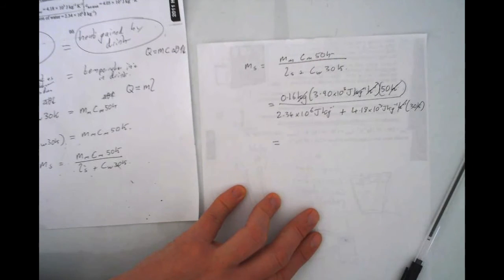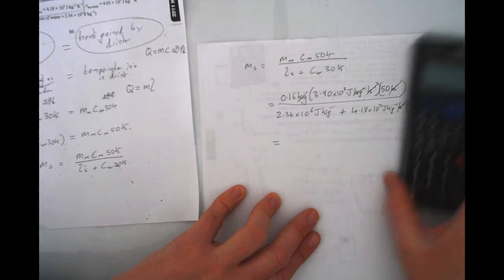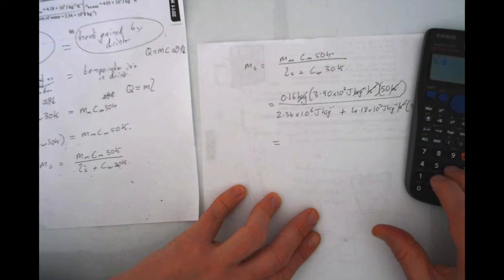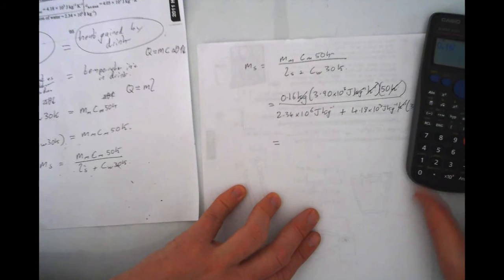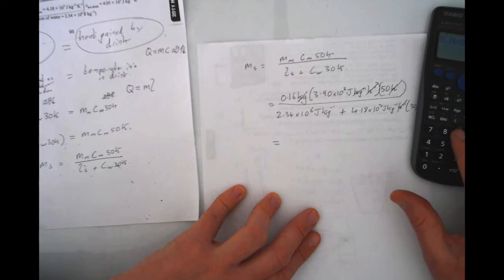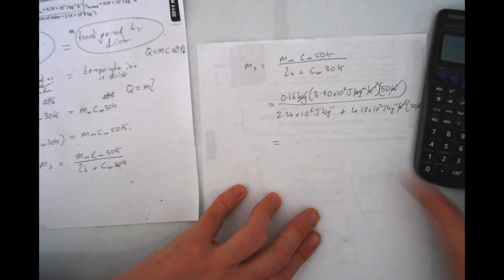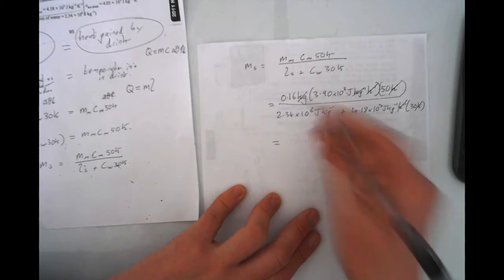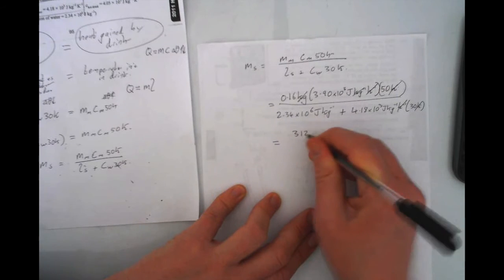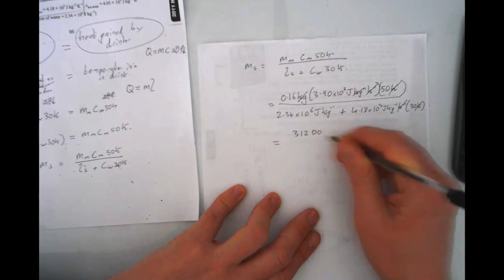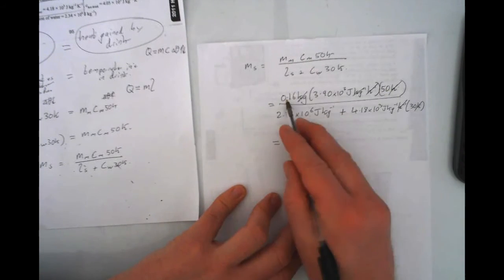So 0.16 times 3.9 times 10 to the 3 times 50. So for the top half, here I've got 31200. And in terms of units, it's just unitless. There's no units at the top.